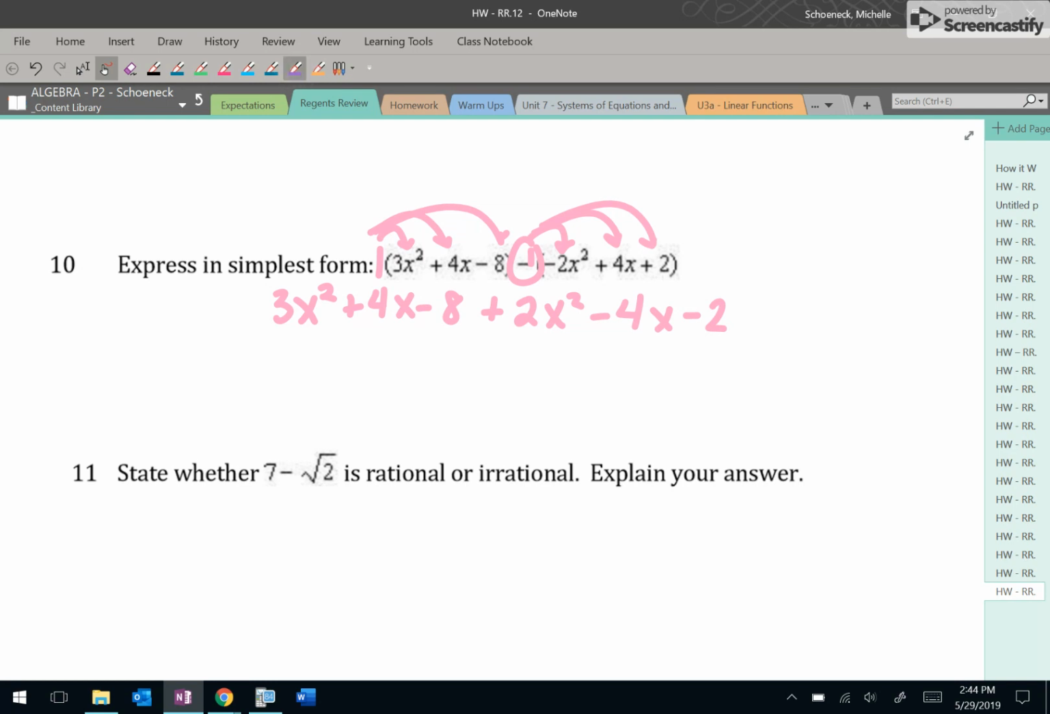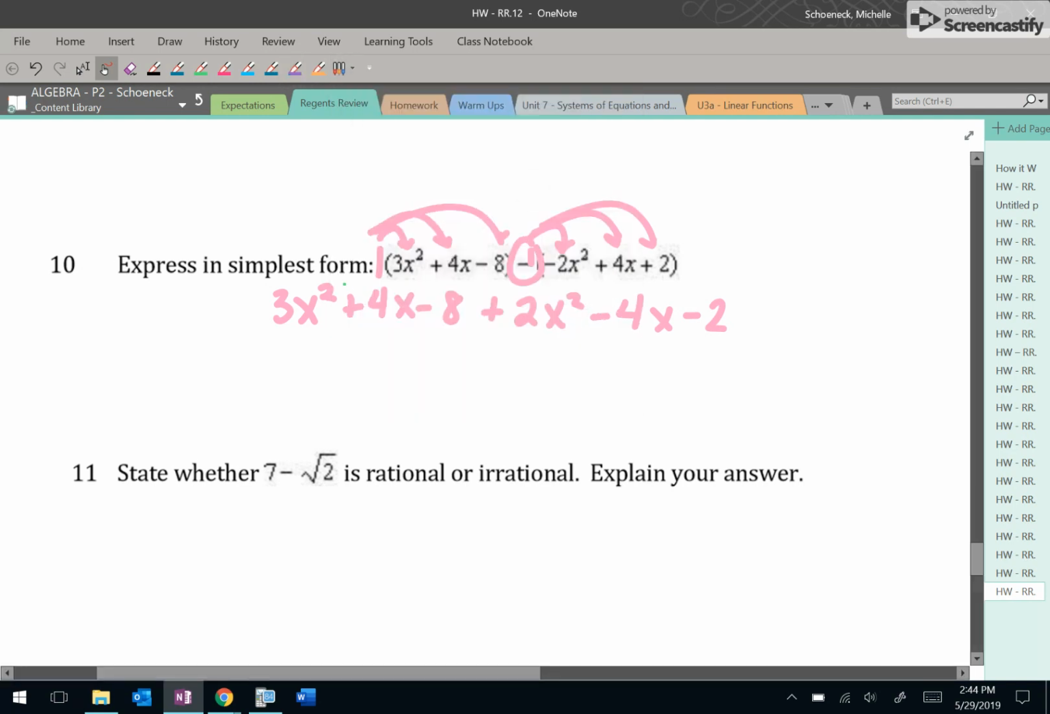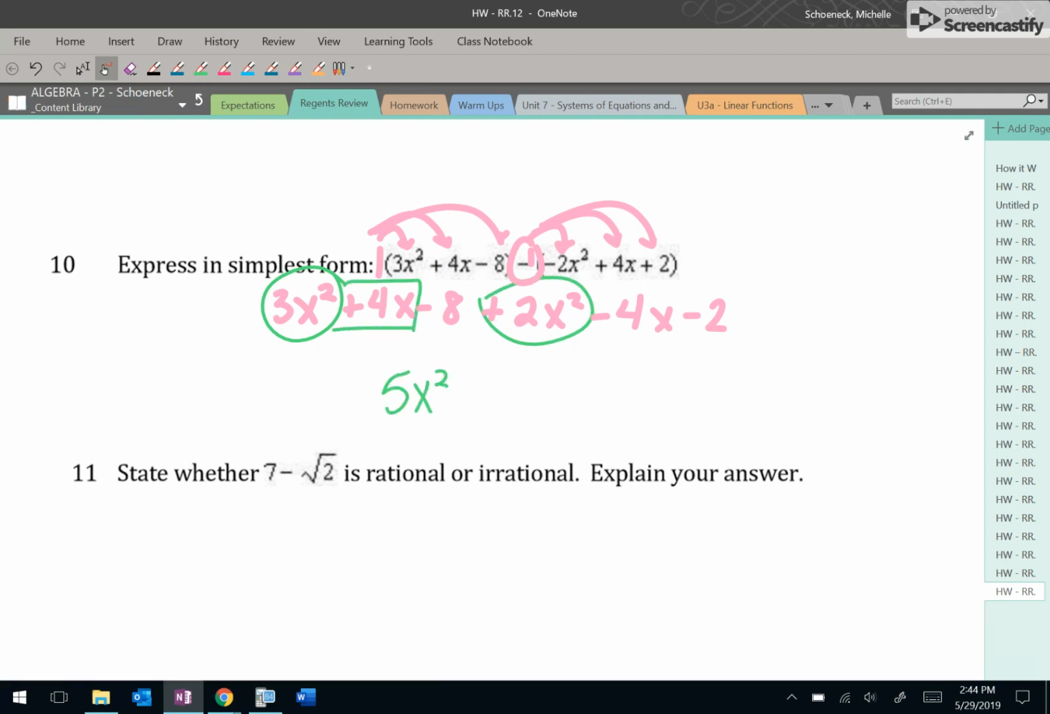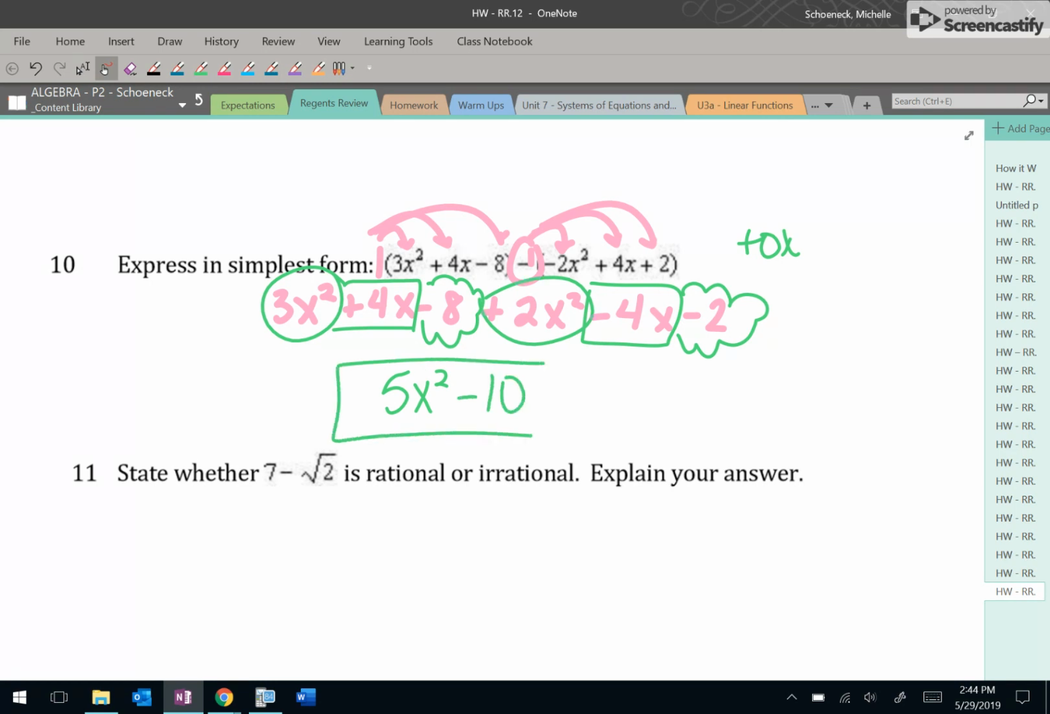And now I'm going to combine my like terms. All right, so 3x squared and 2x squared, that's 5x squared. 4x minus 4x is a plus 0x, which means I don't have to write anything. And then finally, -8 minus 2 is -10.